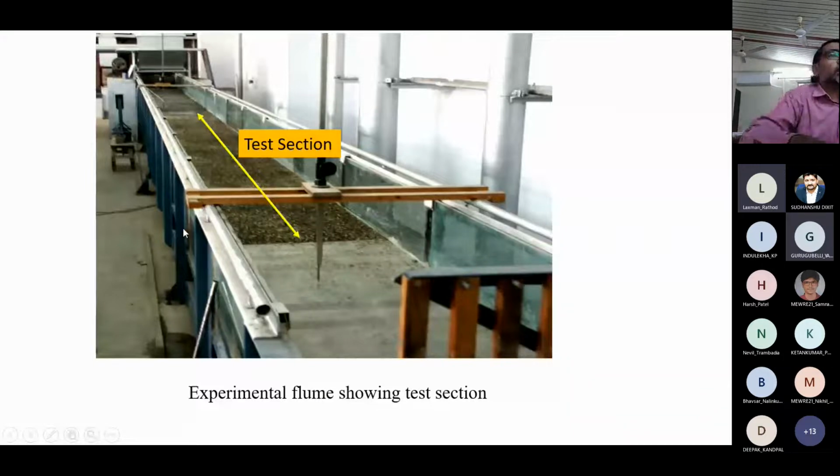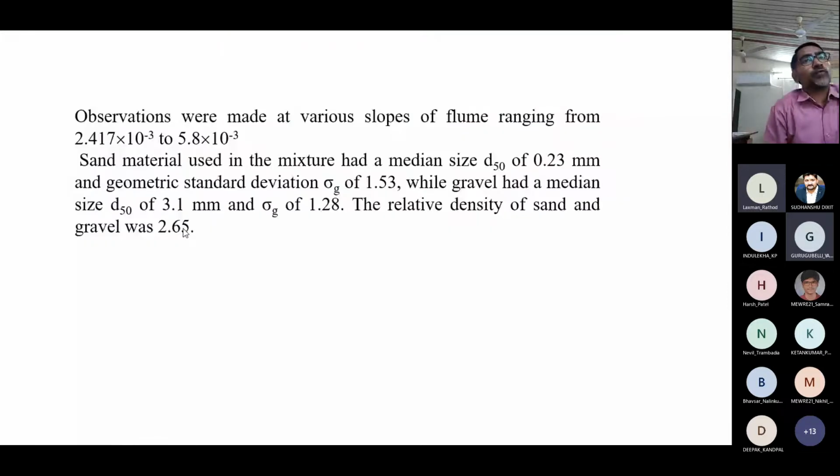Right? So these observations were made at various slopes of the flume ranging from 2.417 to 5.8 into 10 raised to -3. Now these are the geometrical dimensions of the sand material. We just have the median size. We understand median size.